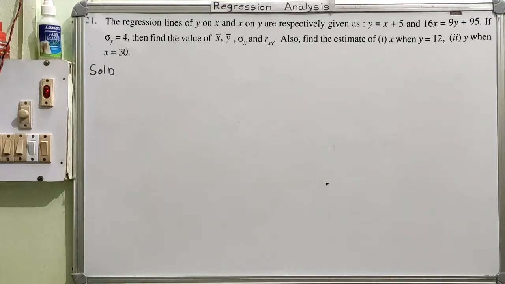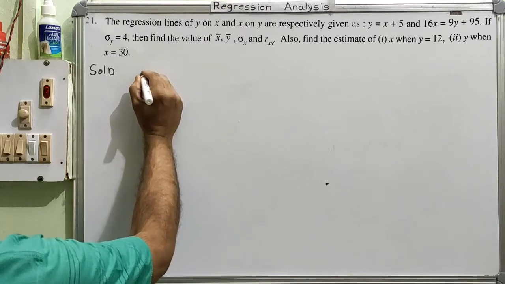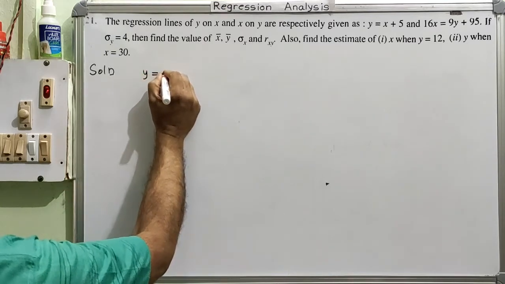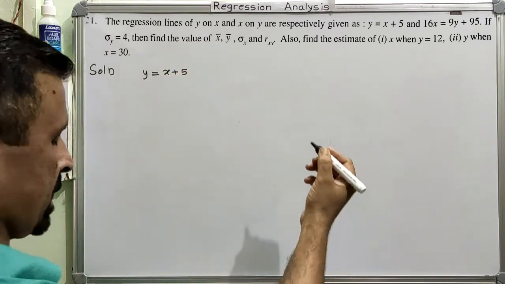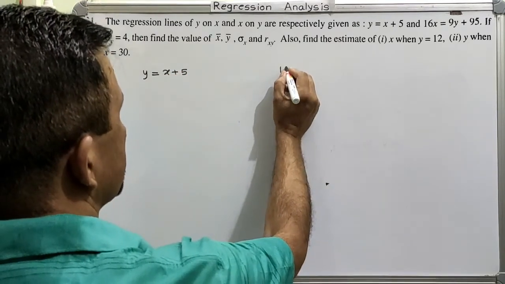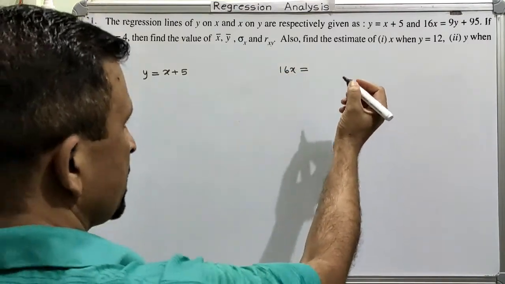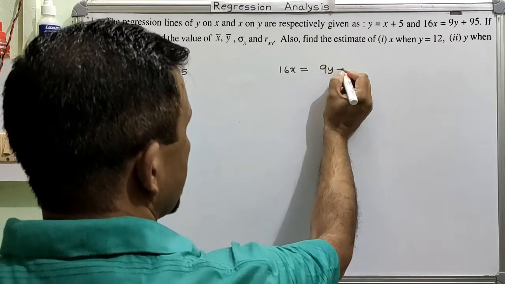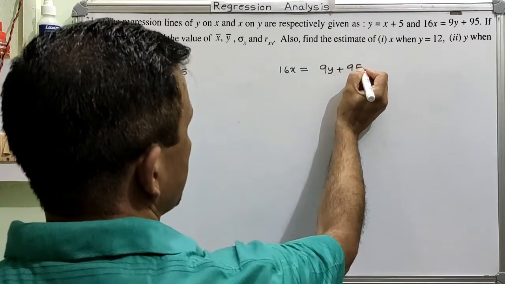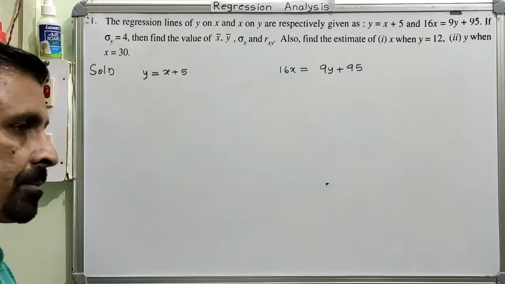The information we have is the equations of the lines of regression. The first equation we have is y is equal to x plus 5. Clear? Another equation we have is 16x is equal to 9y plus 95. Is it okay? So we have these two lines of regression.